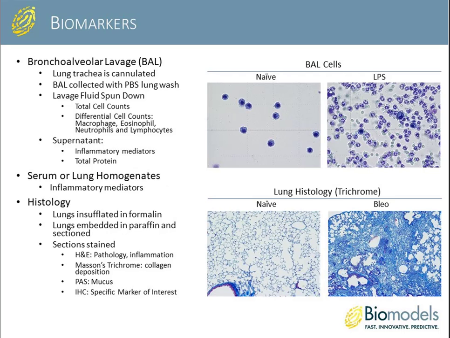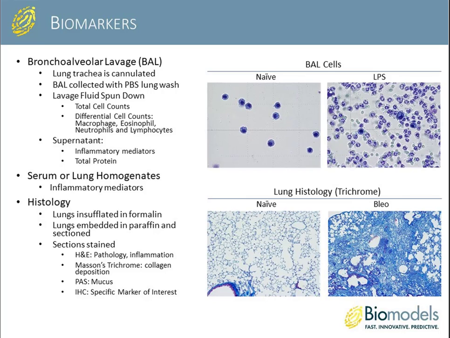First and foremost, we're often looking at a number of different biomarkers in pulmonary disease models, one being within the bronchoalveolar lavage fluid. In order to gain access to this, we first tracheotomize the mouse. The lung is then washed out with PBS, collected, then spun down. That gives us the ability to look at both total cell counts as well as differential cell counts, including macrophages, eosinophils, neutrophils, and lymphocytes.